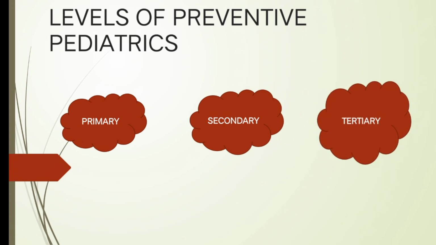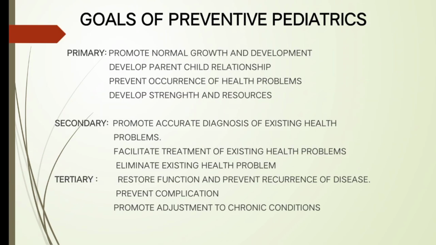That is the primary level of preventive pediatrics, the secondary level of preventive pediatrics, and the last is the tertiary level of preventive pediatrics. So we will see these levels, and for each primary, secondary and tertiary level, they have their own goals. So we'll see about the goals of preventive pediatrics. First of all, we'll see about the primary.